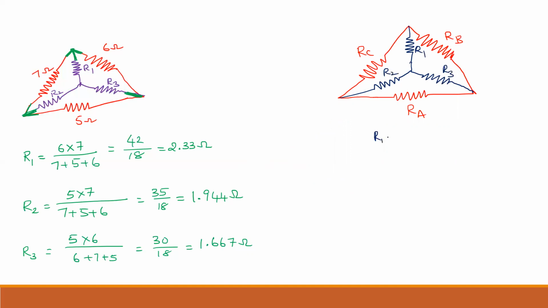So what is R1? R1 is nothing but you just came outside of your home and found two friends. Who are the two friends? One is RC, another one is RB. You can say RB into RC divided by RB plus RA plus RC.